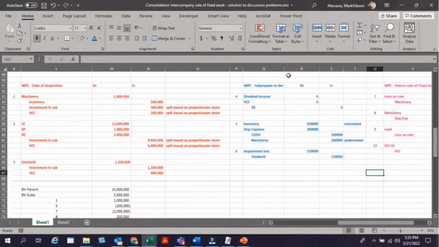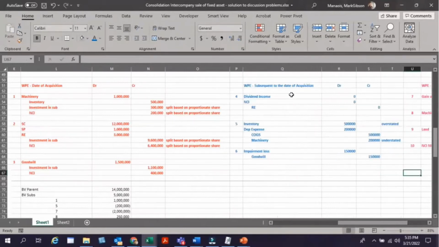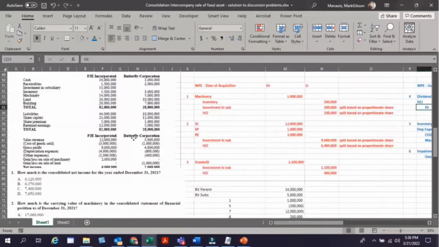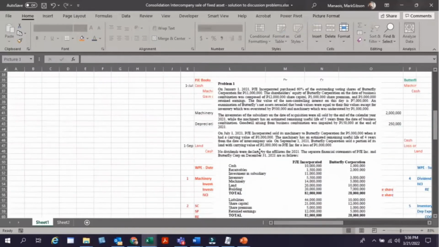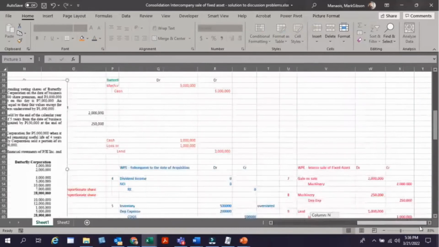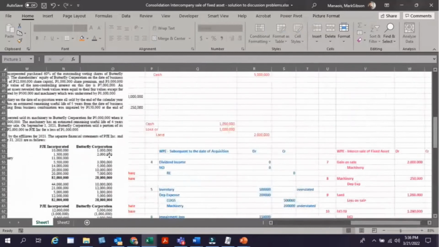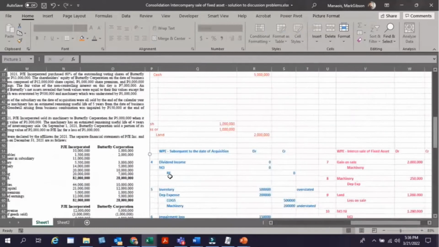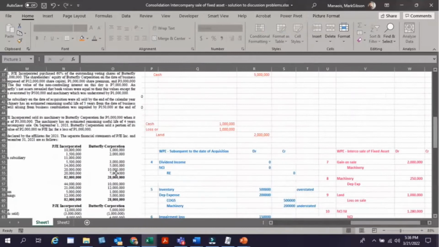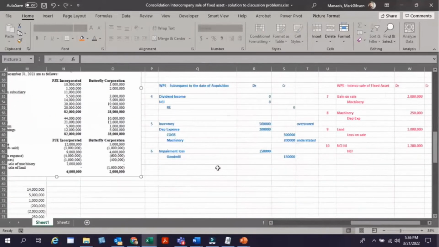Okay. So, meron tayong mga entries naman subsequent to the date of acquisition. So, debit dividend income, credit non-controlling interest, credit retained earnings. Pero pansinin, sa problem, sabi dyan, no dividends were declared. So, I just place it here para at least ma-recall mo lang how dividend will be accounted for. So, in this case, wala naman tayong dividends, so okay lang.